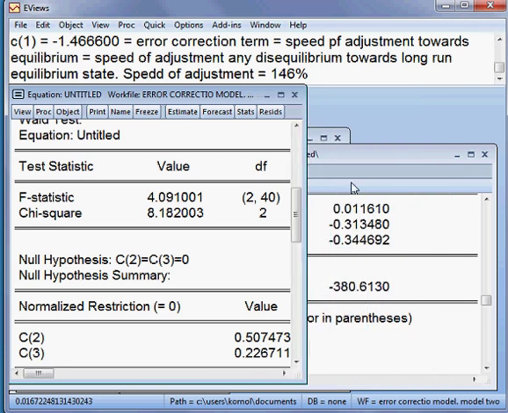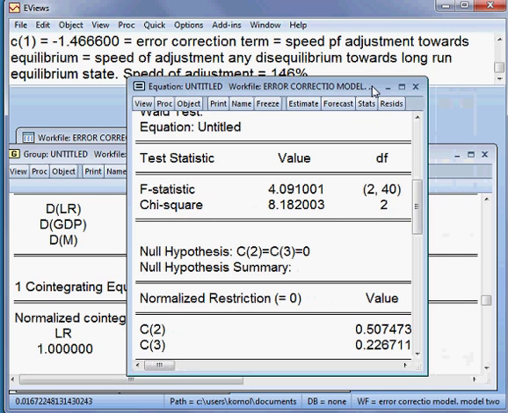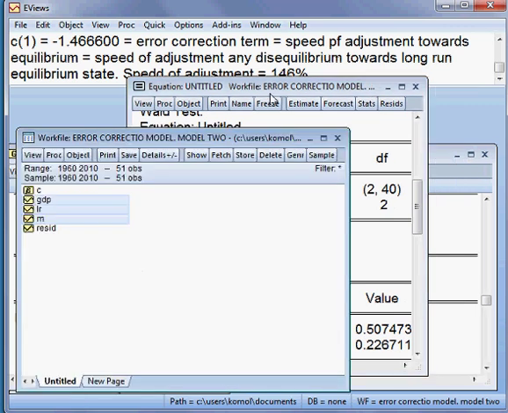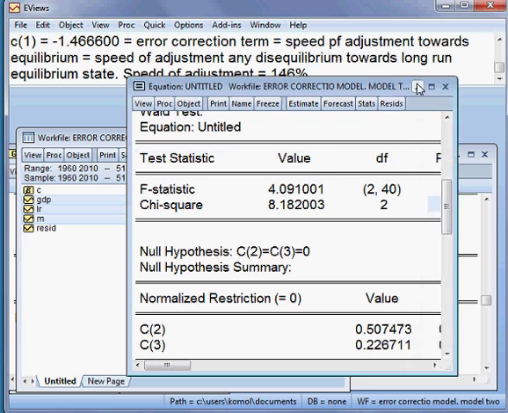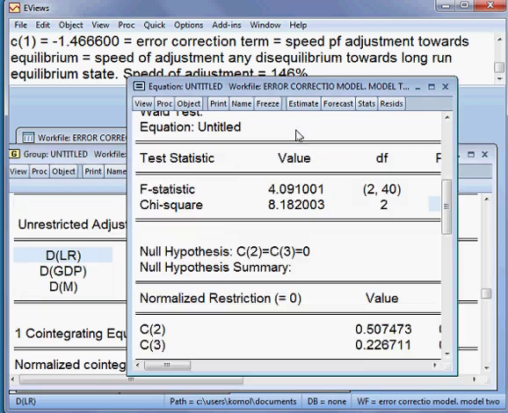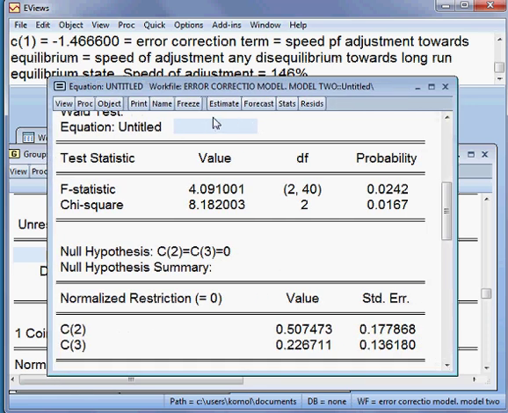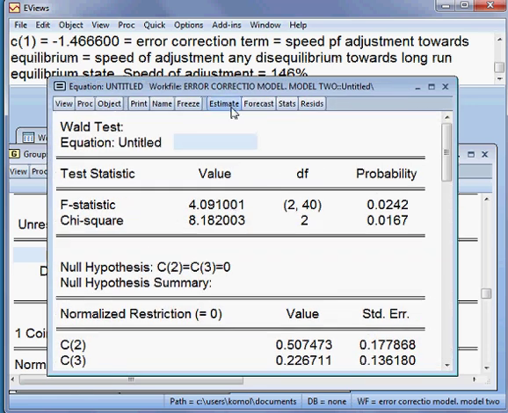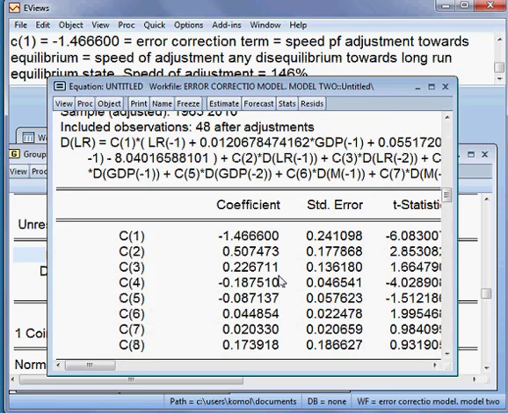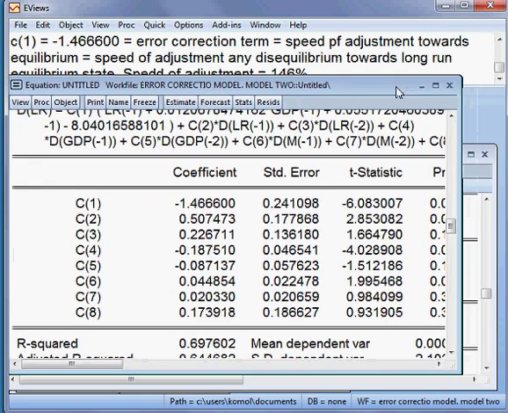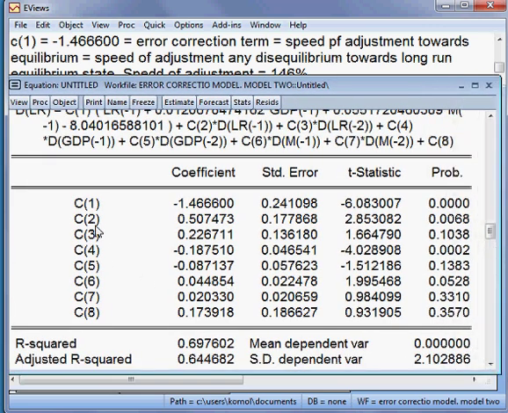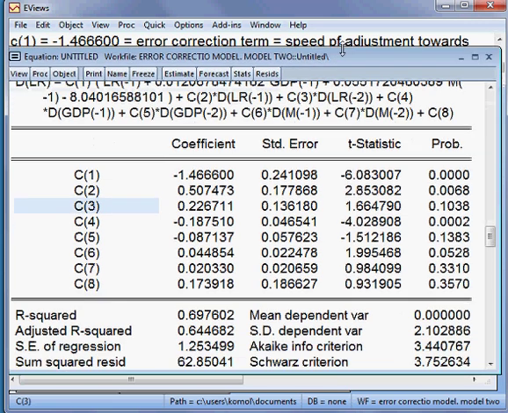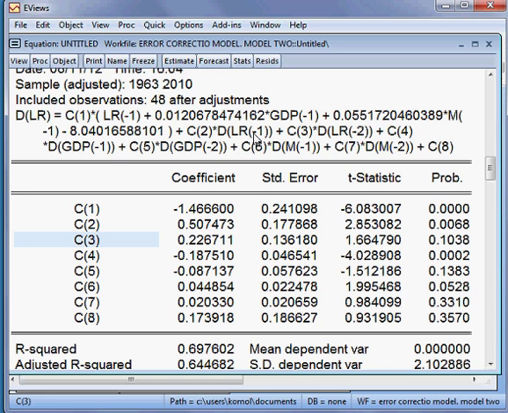What are our variables? I can check from here. Where is our model? Okay, not this one, not this one. Our model is C2, C3, our original error correction model. So C2 and C3, which are LR lag 1 and LR lag 2, jointly can affect our dependent variable.